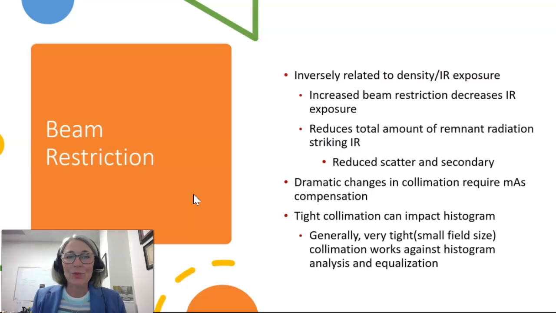Tight collimation can impact the histogram. You have to be very careful when you're using too tight of collimation, because the histogram's not going to see the exposure on the IR that it's used to seeing. In digital especially, you need to be careful that you don't collimate in super tight. We used to shoot a finger, I mean, it would be 1/2 inch by 2 inches, and that would be all we would do. Now with CR and DR, the systems wouldn't know what to do with that image. So it's got to be big enough where the system can read the image, okay?